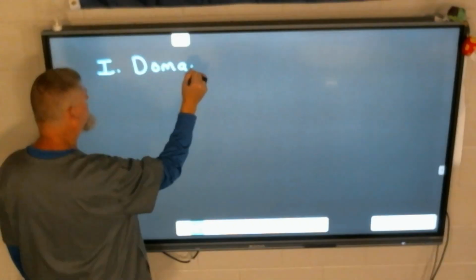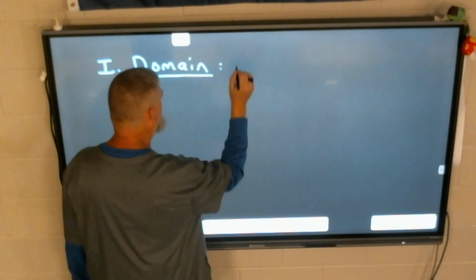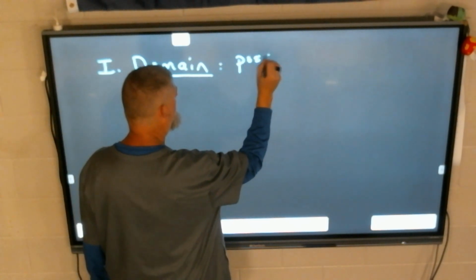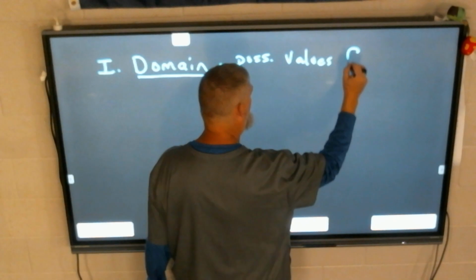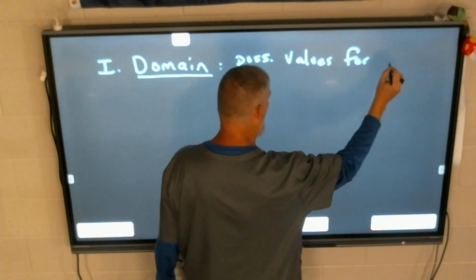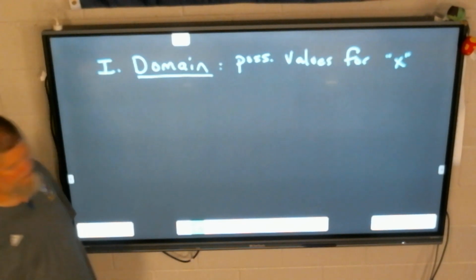All that was review, room number 1. Okay, so domain. Now you all said earlier the domain is the x, it's the independent variable, it's all the possible values for x. I'm just going to use x, but it's really our independent variable.